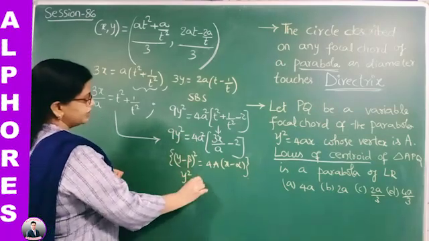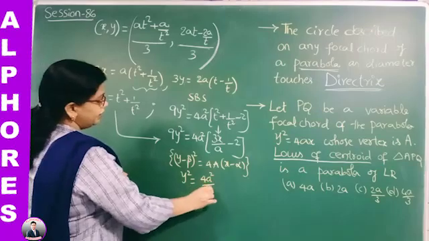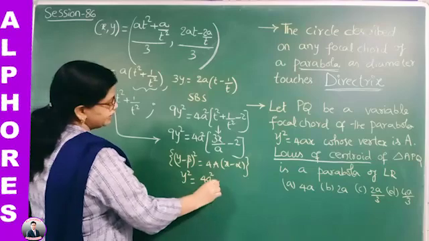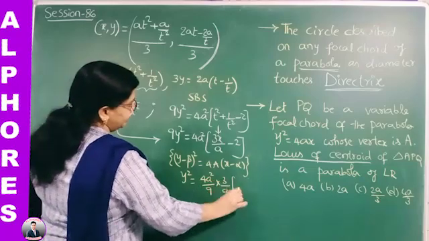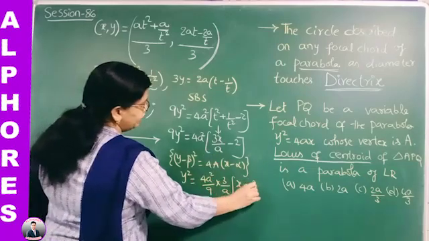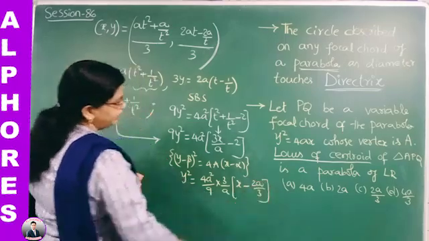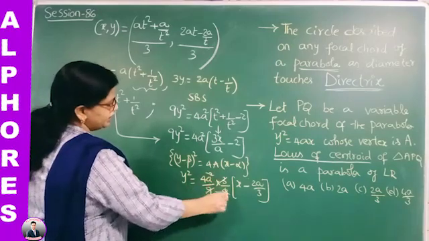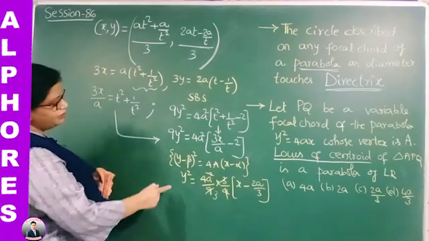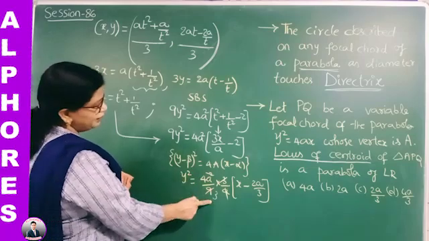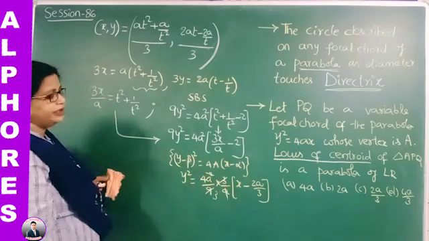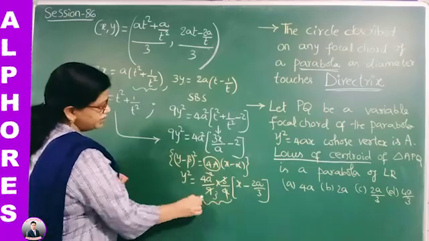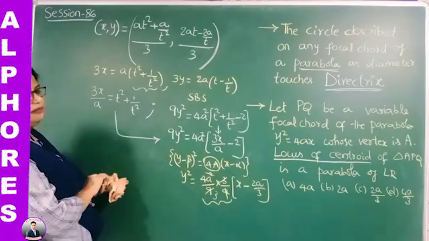Then y square is 4a square divided by 9. At the same time, let us take 3 by a also outside. Then 3 by a into (x minus, what about this value here, 2a divided by 3). Now this 3 times 3 and a cancel. Finally, you got y square is 4a by 3 into (x minus 2a by 3). Therefore, this is our latus rectum, and in that latus rectum position, you got 4a divided by 3.